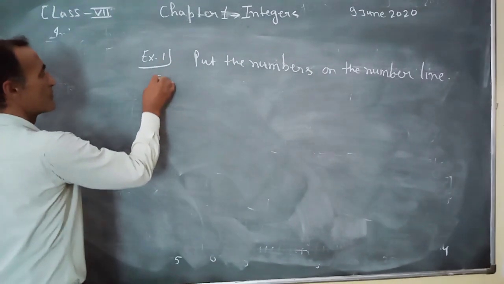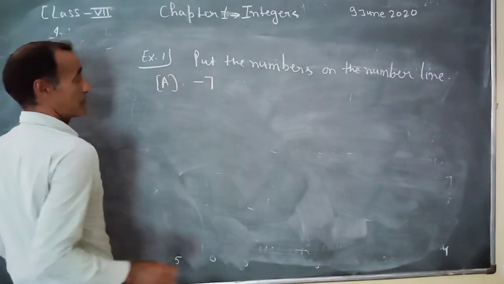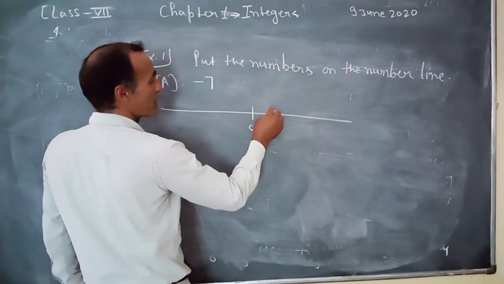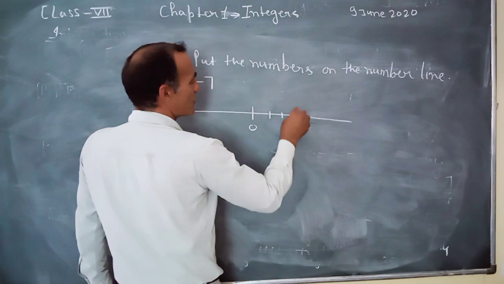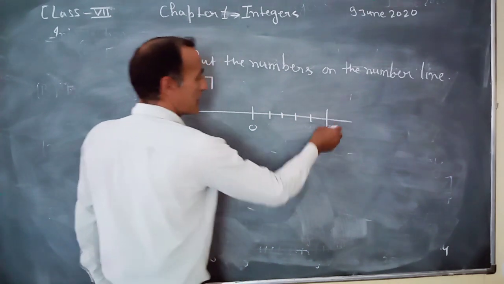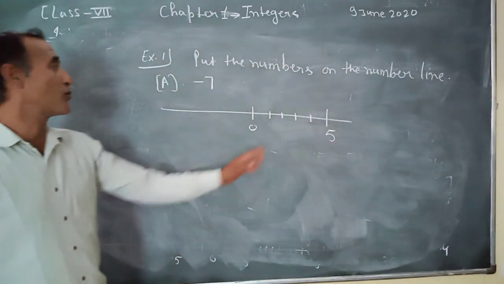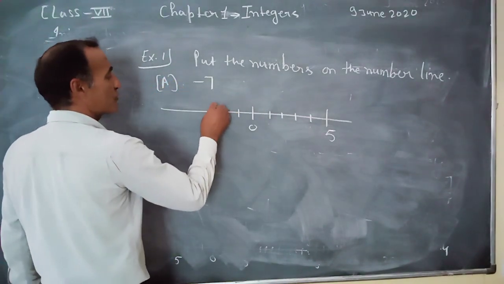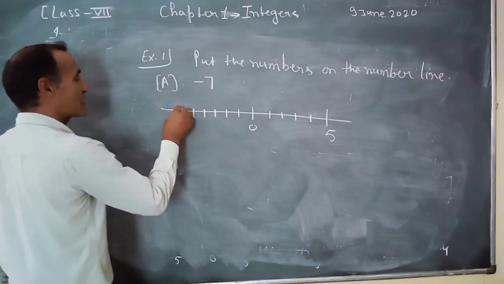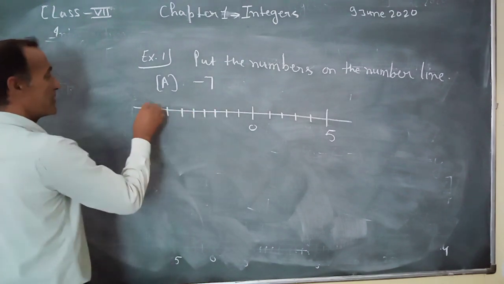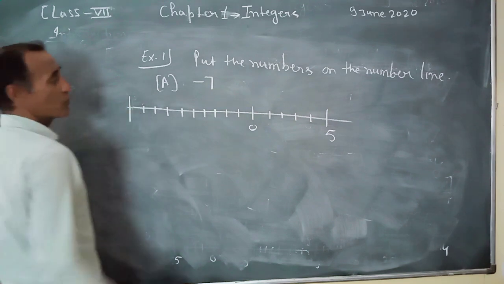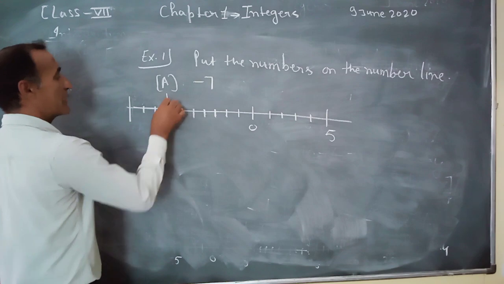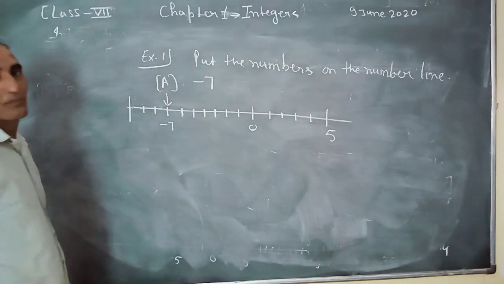A: -7. At first we draw the number line. Here 0, 1, 2, 3, 4, 5 are the positive numbers. But no matter, because we have the minus sign, so we find here 1, 2, 3, 4, 5, 6, 7, 8, 9, 10. So -7: 1, 2, 3, 4, 5, 6, 7. Here is the arrow at -7.